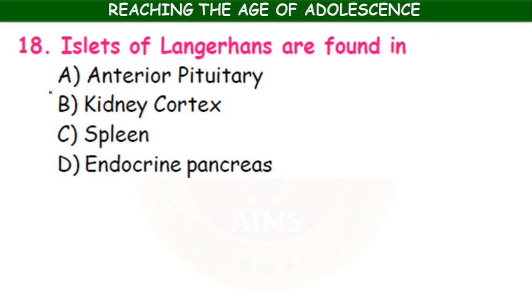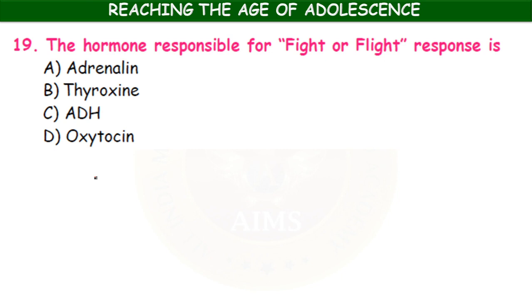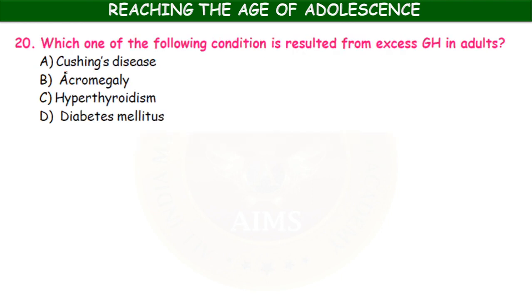Islets of Langerhans are found in anterior pituitary, kidney cortex, spleen, endocrine pancreas? The endocrine part of the pancreas is called the islets of Langerhans, composed of alpha and beta cells which secrete glucagon and insulin. The hormone responsible for fight or flight response is adrenaline, thyroxine, ADH, oxytocin? The stress hormone adrenaline is called the fight or flight hormone.